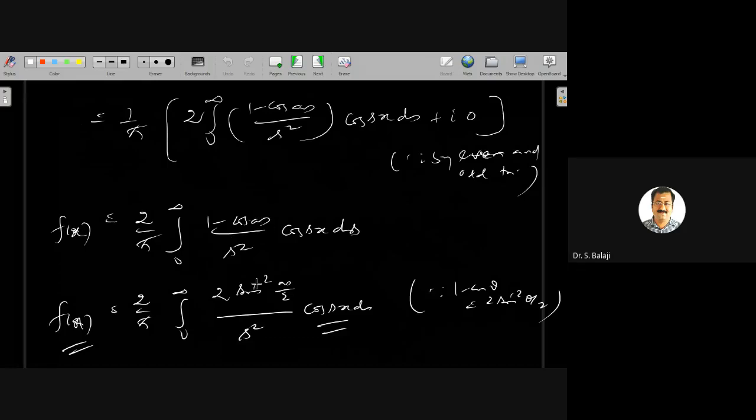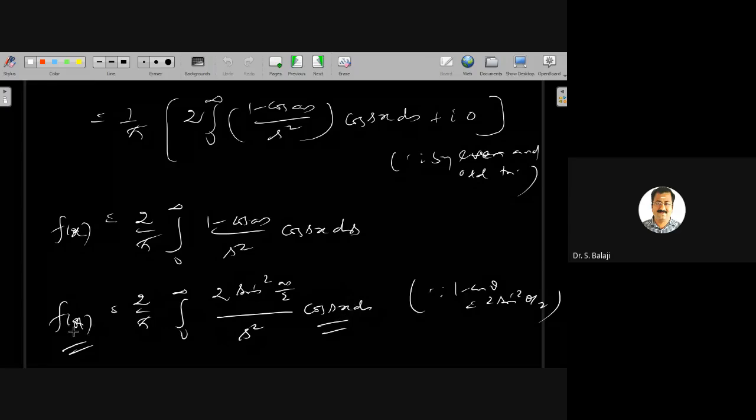Now 1 minus cos theta can be written as 2 sin square theta by 2. Therefore, 1 minus cos as can be written as 2 sin square (as by 2) by s square, and this is 2 by pi, and cos sx ds. But in our deduction, we need sin square t by t square. There is no cosine term there. Therefore, in order to eliminate this one, or you can treat it as the number 1, we put x equal to 0.